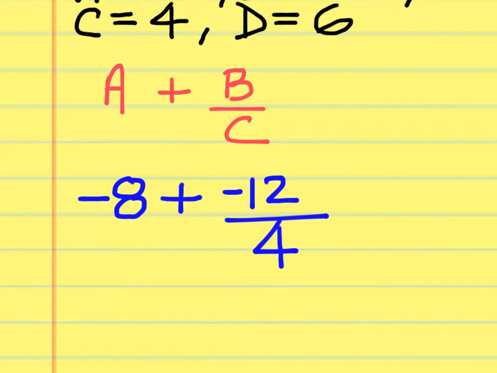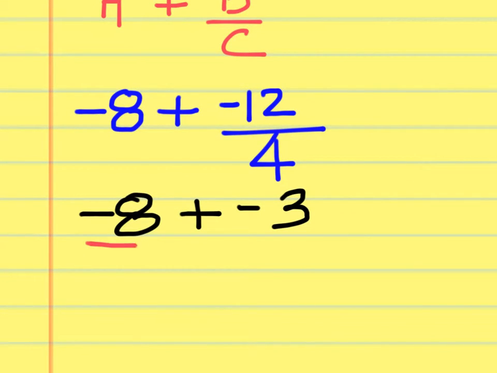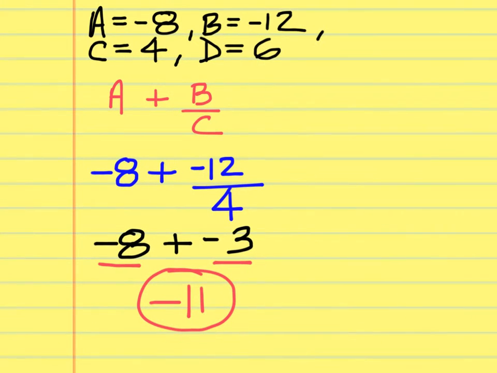Now you have to simplify that. Use the order of operations. You must do division before you do addition. So we will leave the negative 8 alone and do negative 12 divided by 4. What is negative 12 divided by 4? Negative 3. Then from there we can do negative 8 plus a negative 3, which is what? Negative 11. That would be your answer. You plug in what's given to you and evaluate using the order of operations.